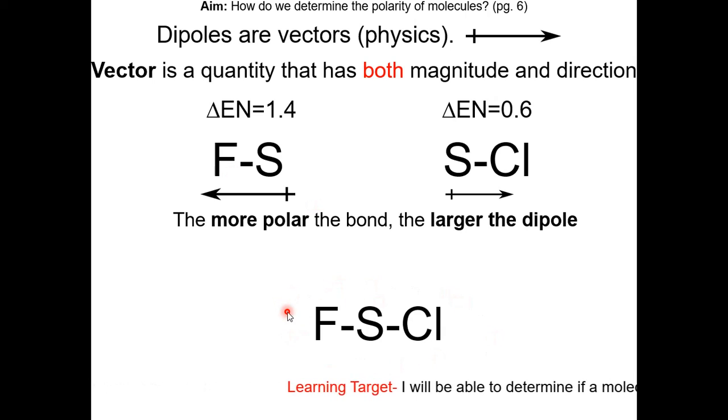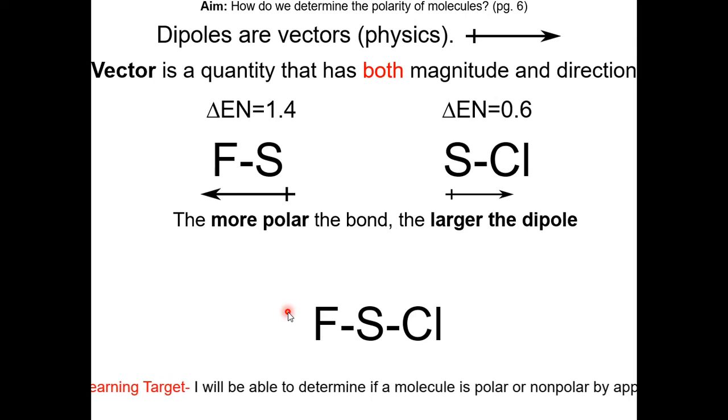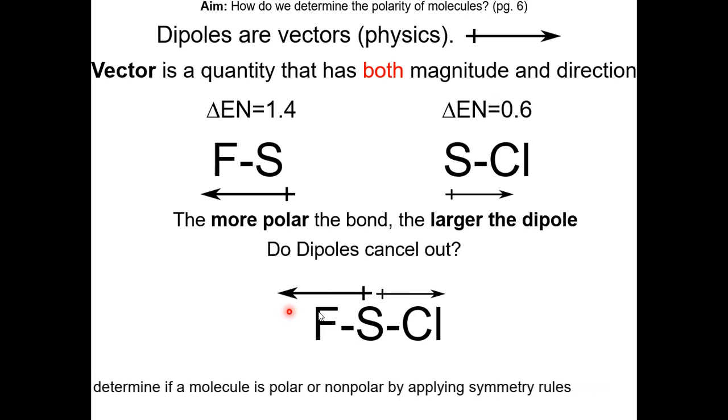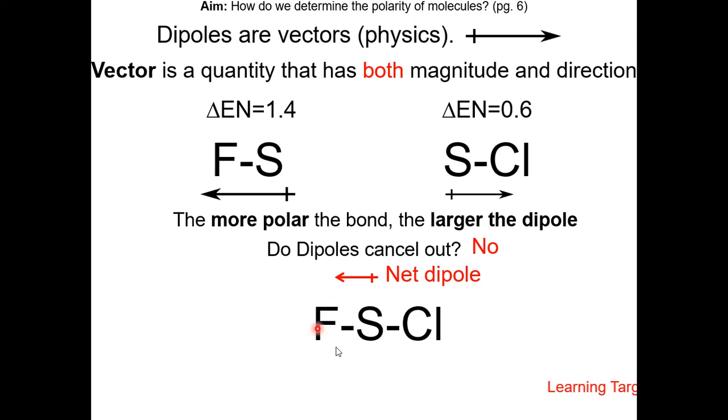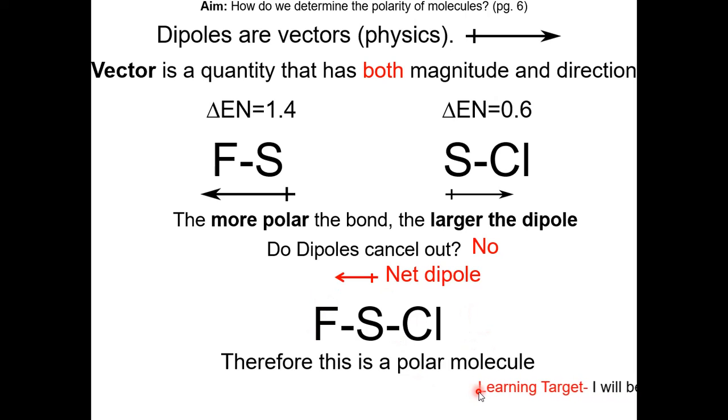Let's look at this molecule and use the dipole arrows to determine if the molecule is polar or not. If the molecule is nonpolar, the dipole arrows will cancel out. If the molecule is polar, the dipole arrows will not cancel out. So after we draw the dipole arrows, notice that one of the arrows is much larger than the other one. Even though they're facing opposite directions, they will not cancel out. If you were to combine both arrows, you get a net dipole. And since there's a net dipole, this molecule is polar.